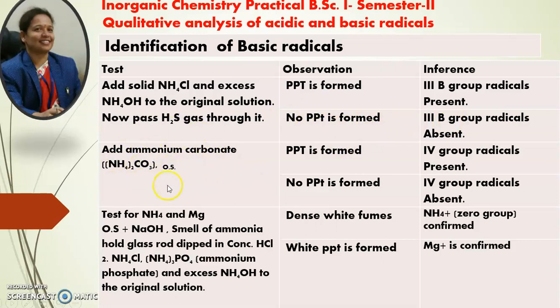Add ammonium carbonate to the original solution. Then white precipitate is formed. For even calcium, strontium or barium, all we get the formation of white precipitate. Then fourth group radical is present. Clear? In case of third B, अगर precipitate मिल रहा है तो cobalt, generally we can perform a bead test for cobalt radical. You read bead test for cobalt from the textbook also.